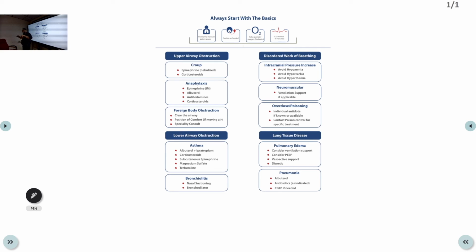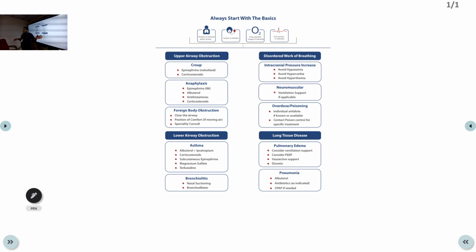Similarly, you need to identify, evaluate and treat. You have to identify where the problem is, whether it is in the upper airway. The upper airway clue, as I have told, is stridor. Lower airway, it can be wheeze. Lung disorders can be rales. And if none of these things are there, but still the child is not breathing well, it is due to disordered work of breathing. So that is a pretty simple algorithm that you can remember.